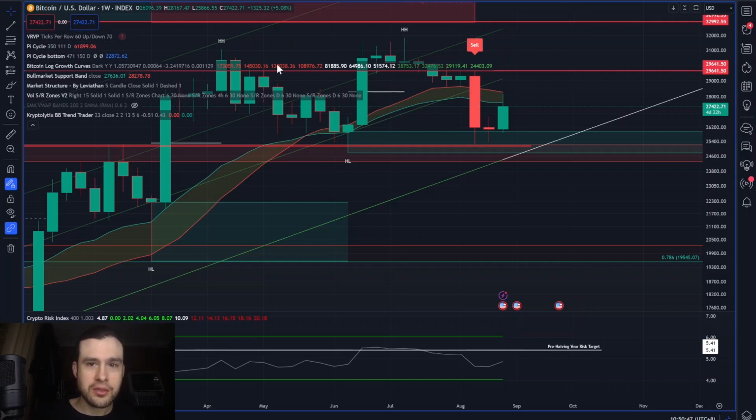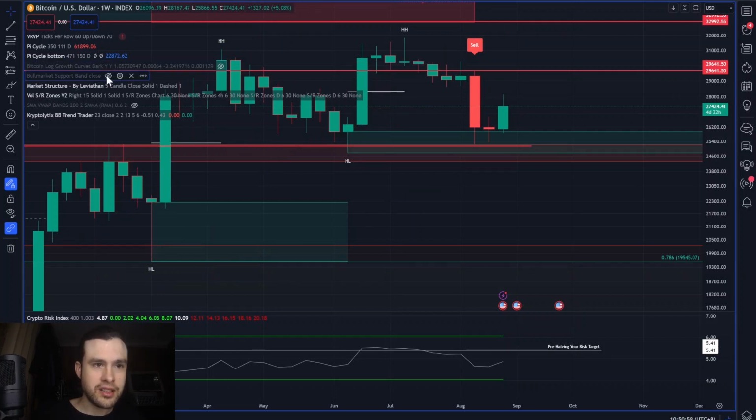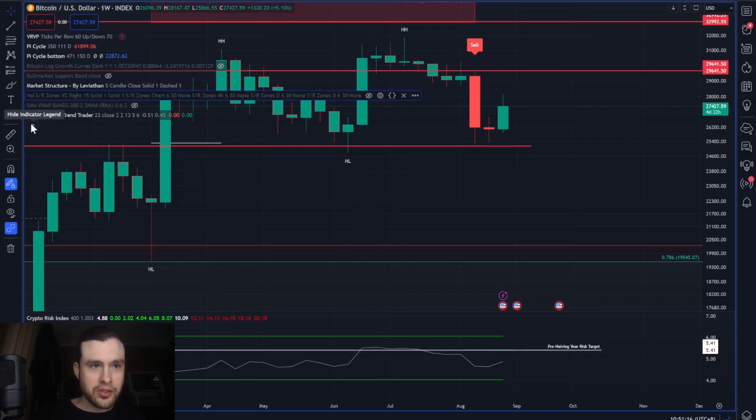So what I'm going to do is turn off the log growth curves, because we're not really going to consider it for this, and I'll turn off the support and resistance zones as well, which, as you can see, worked really well right here. Support and resistance zones are just inefficiencies via wicks. And we're just going to leave on the chart the VWAP bands.